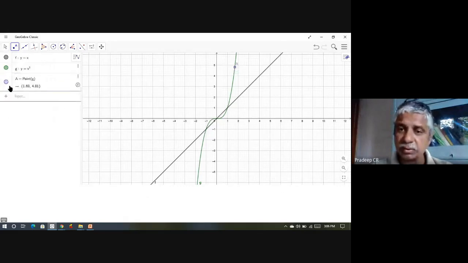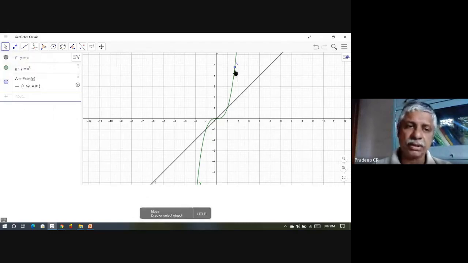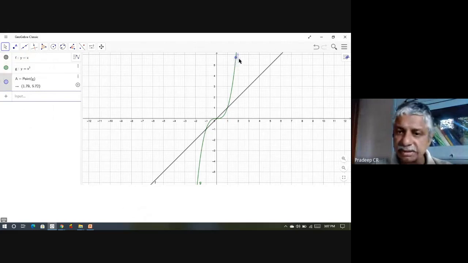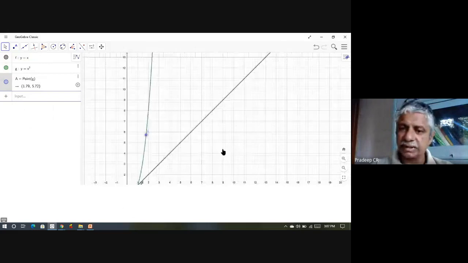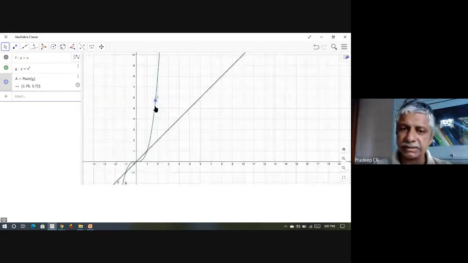For example, here x is 1.69, y is 4.81. How did I get this? 1.69 whole cube is 4.81. You can check that. So now, let us take some easier ones. This is what I want to tell. See, the function increases, decreases in a very rapid way at times, depending on the function.